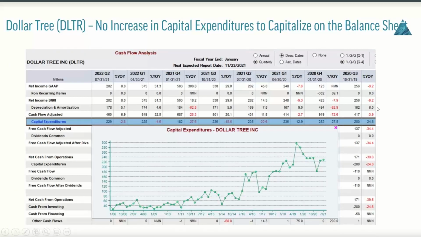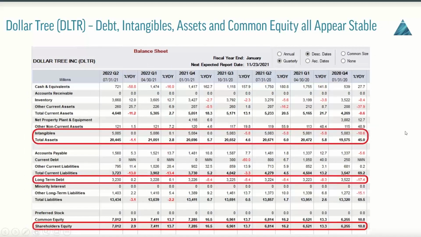So we do, right? So we're going to go to the financial statements. Very first thing we're going to do is focus on those expenditures, right? We're going to look for those capital expenditures. And I just went right to the cash flow analysis, clicked on the chart. I can see that there's really no ramp up in CapEx that we would be worried about capitalizing on the balance sheet. So we're not going to even have to worry about that.